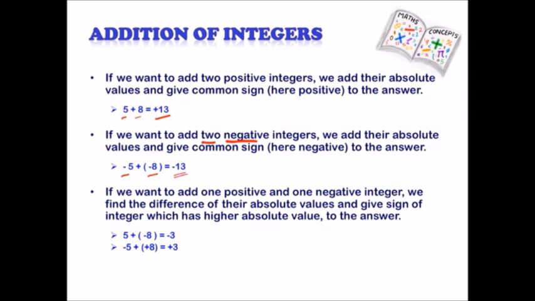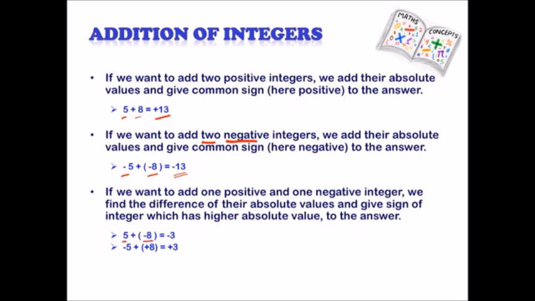Third rule, if we want to add one positive and one negative integer, we find the difference of their absolute values and give the sign of the integer which has higher absolute value to the answer. Now in the first two cases, we were adding absolute values, when both integers were positive or both integers were negative. In the third case, one integer is positive and one integer is negative, so we are finding the difference of absolute values. First example is 5 plus minus 8.